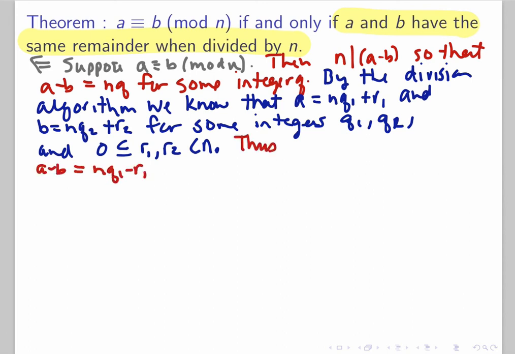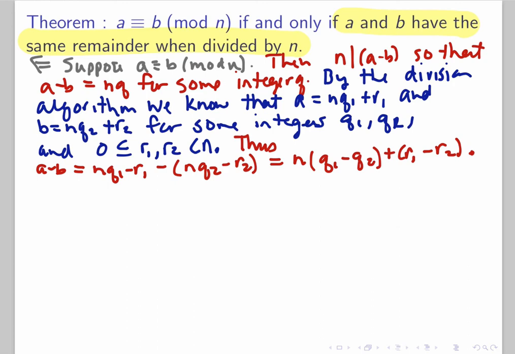Let's think about A minus B. A minus B, if we substitute for what we know from A and B, that's going to tell us that A minus B is n times q1 plus r1 minus n times q2 plus r2. And then if we just simplify, we get n times q1 minus q2 plus r1 minus r2. So that's what A minus B is.